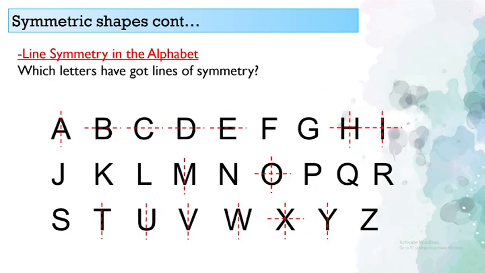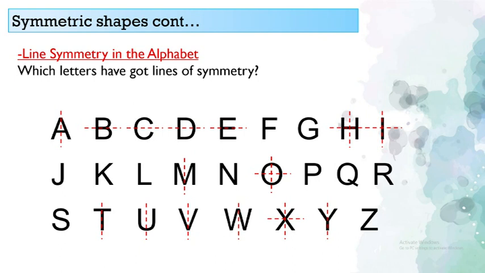Line symmetry in alphabet. Which letters have got line of symmetry? I have marked the letters which have line of symmetry. Let's look at letter A. It can be divided equally into two parts. So the letter A has got line of symmetry.